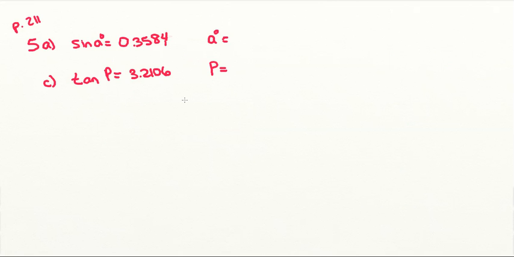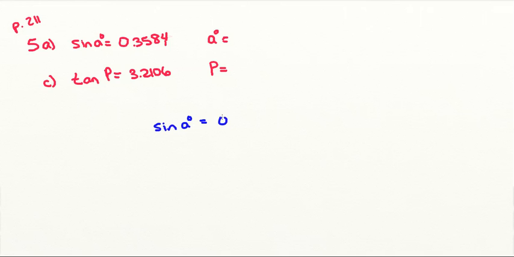Okay, so let's go over to page 211. Question 5, way at the bottom. It states, in each case, determine the measure of the acute angle to the nearest degree. A says sine A equals 0.3584. A equals something. To do this, we need to use the inverse function.